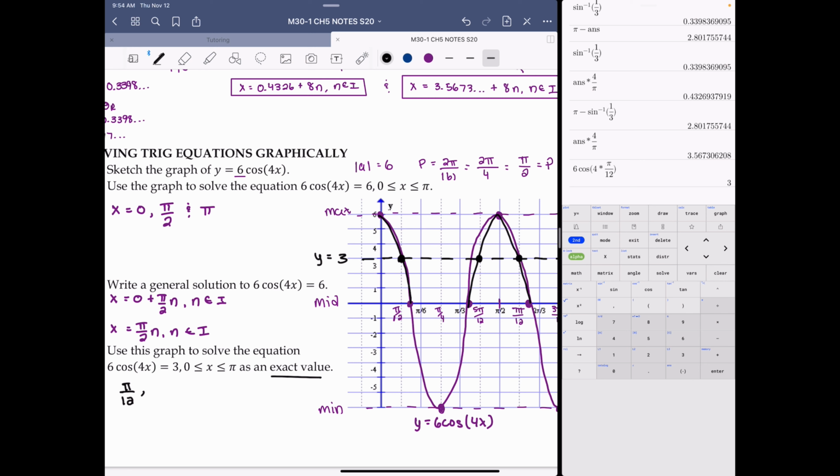Then we try the next one. I can just go up and edit. Hit enter. I can just edit this one. Instead of pi over 12, we want to try 5 pi over 12.